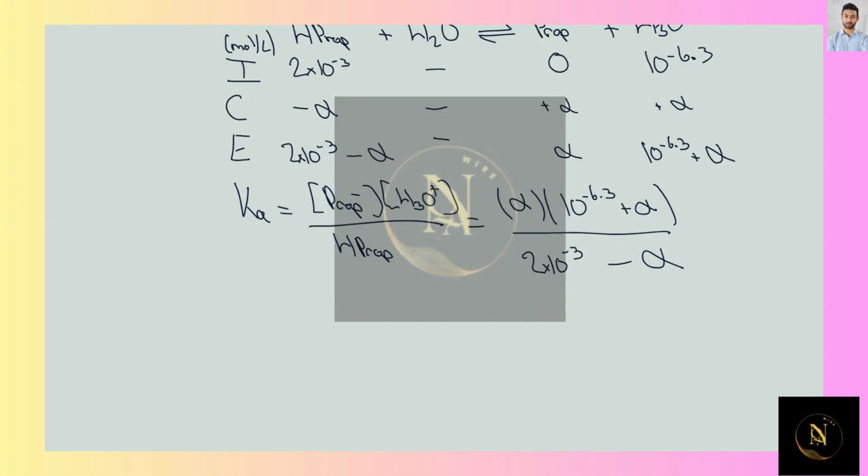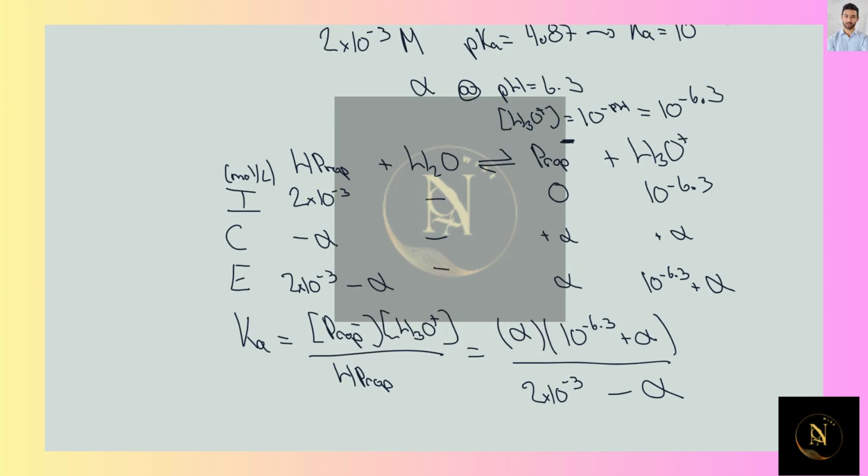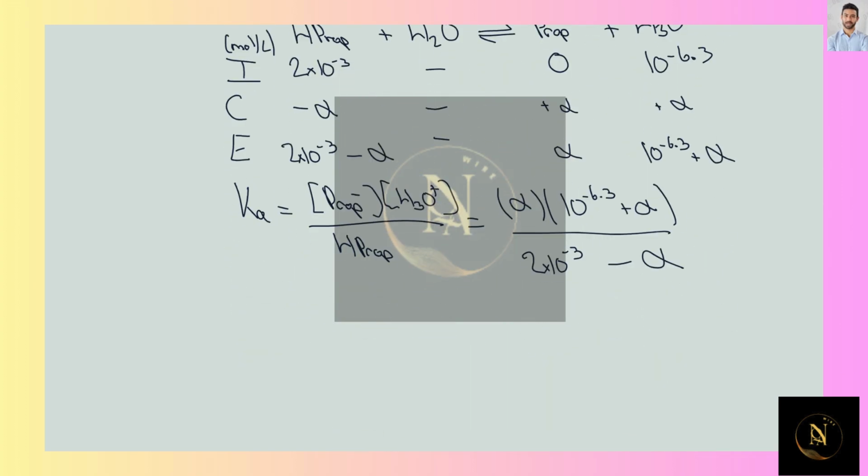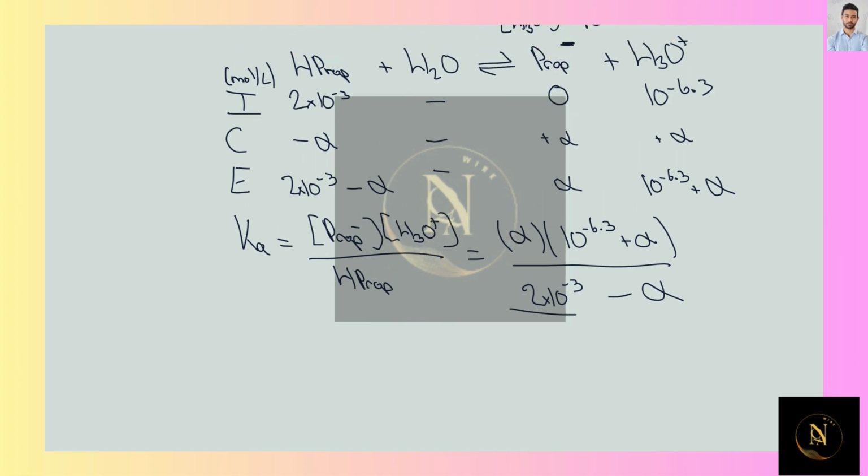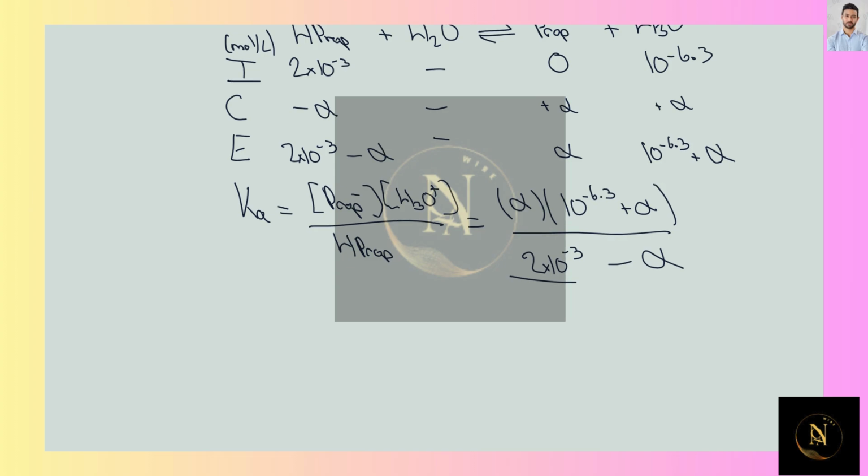The way to do this is, first of all, in this case we cannot make a lot of approximations, because we know that Ka is 10 to the minus 4.87, but the initial concentration of 2 times 10 to the minus 3 is still kind of close to that value. Also, we have a very small value for the concentration of H3O plus. So we need to consider all of them in order to get our result. For the sake of simplicity, I'm going to replace 2 times 10 to the minus 3 with C0, just to do the algebra.